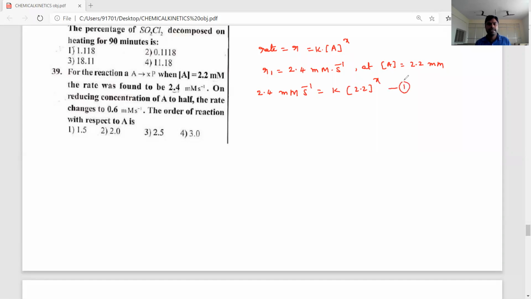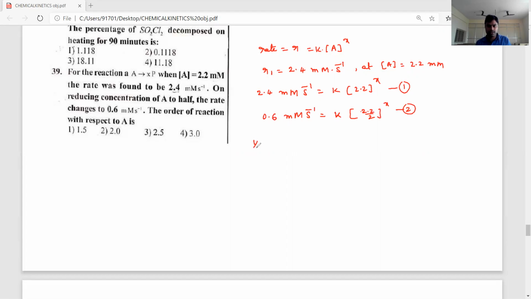This is equation one. The second is when the concentration of A is changed. The reduced concentration of A becomes half, and at that point the rate is 0.6 millimolar per second, equal to K into the concentration of A becoming half, that is 2.2 by 2, whole power x. This is equation 2.